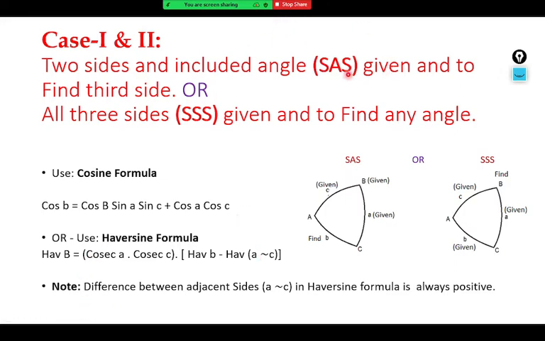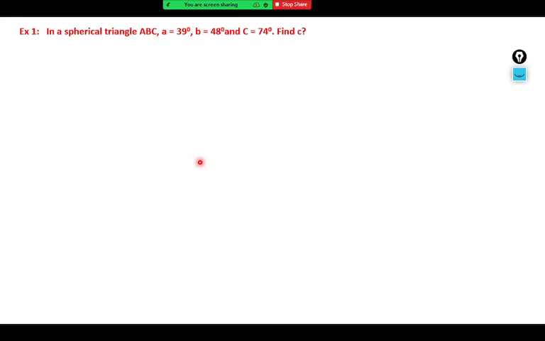So you just have to focus on SAS and SSS. If SAS or SSS is there, it is better to use the cosine formula. So question number 1. There is no need to write, I think, because everything is in the PPT. It is a solved example. But I will suggest you should have a calculator with you every time in the session, so you can cross-check the calculation.